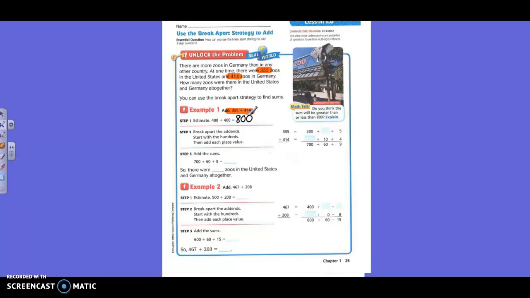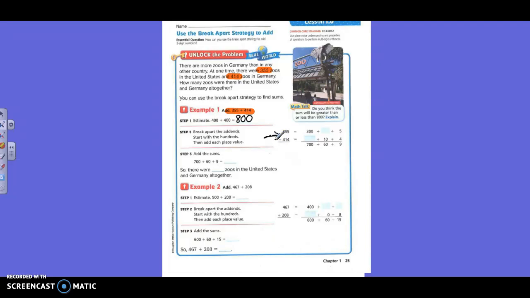Read step 2. Break apart the addends. Start with the hundreds. Then add each place value. Okay, start with the addends. What are addends? The numbers that you are adding. So the two numbers we're adding are 355 and 414, right? They have those right here. So we're adding up those numbers.